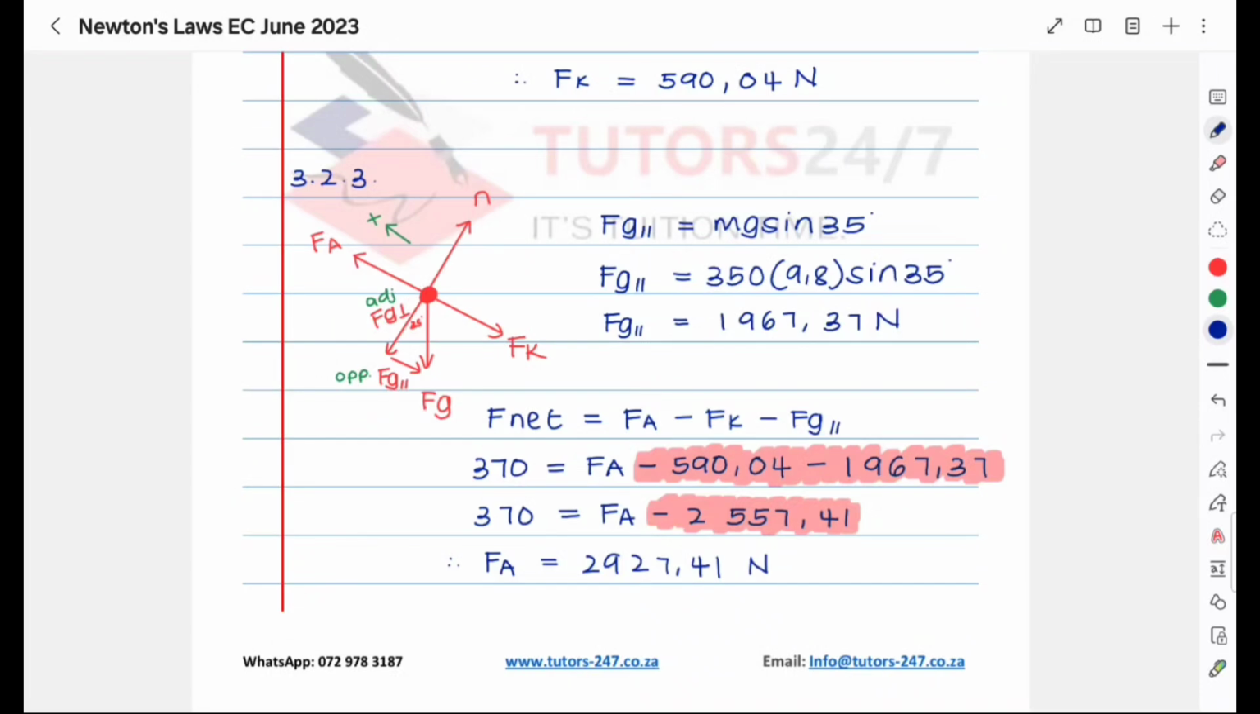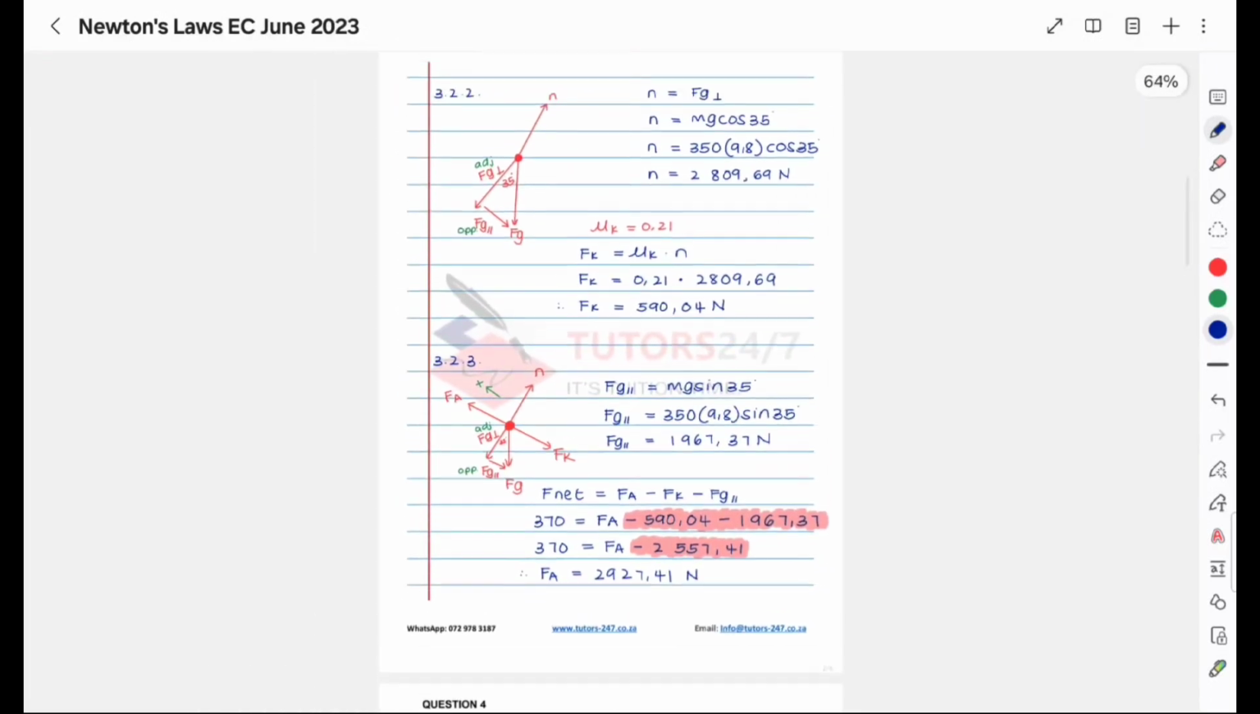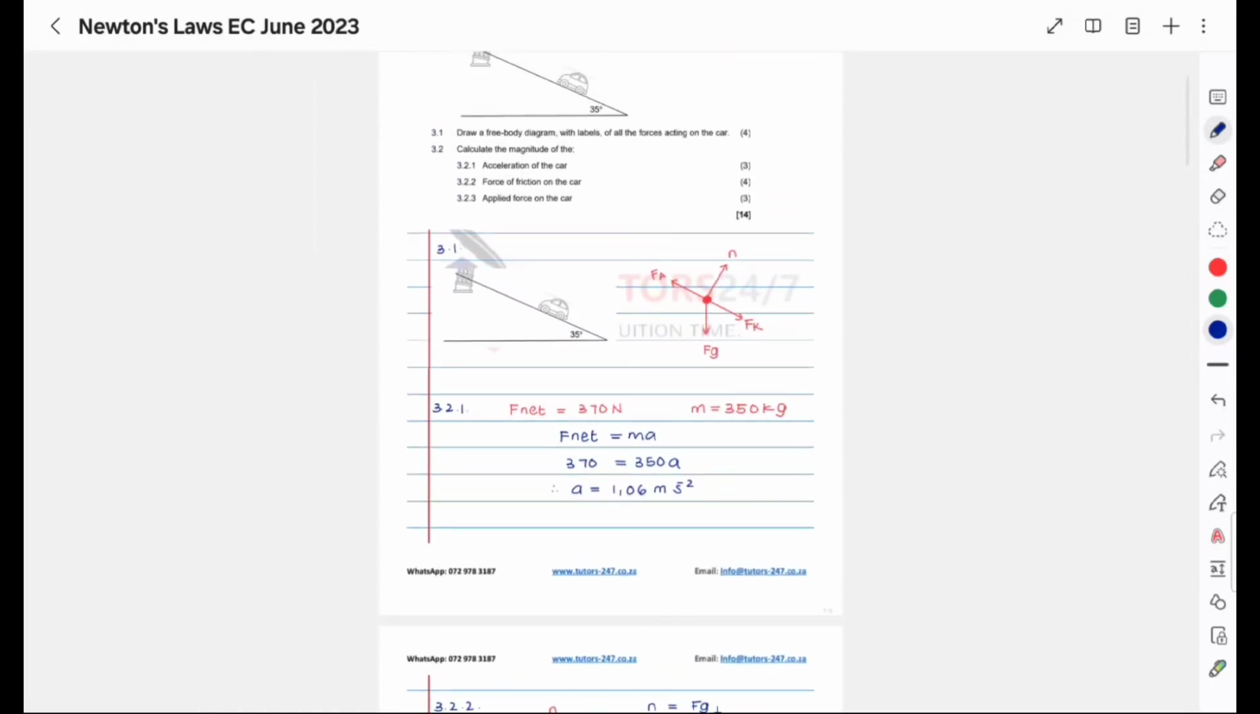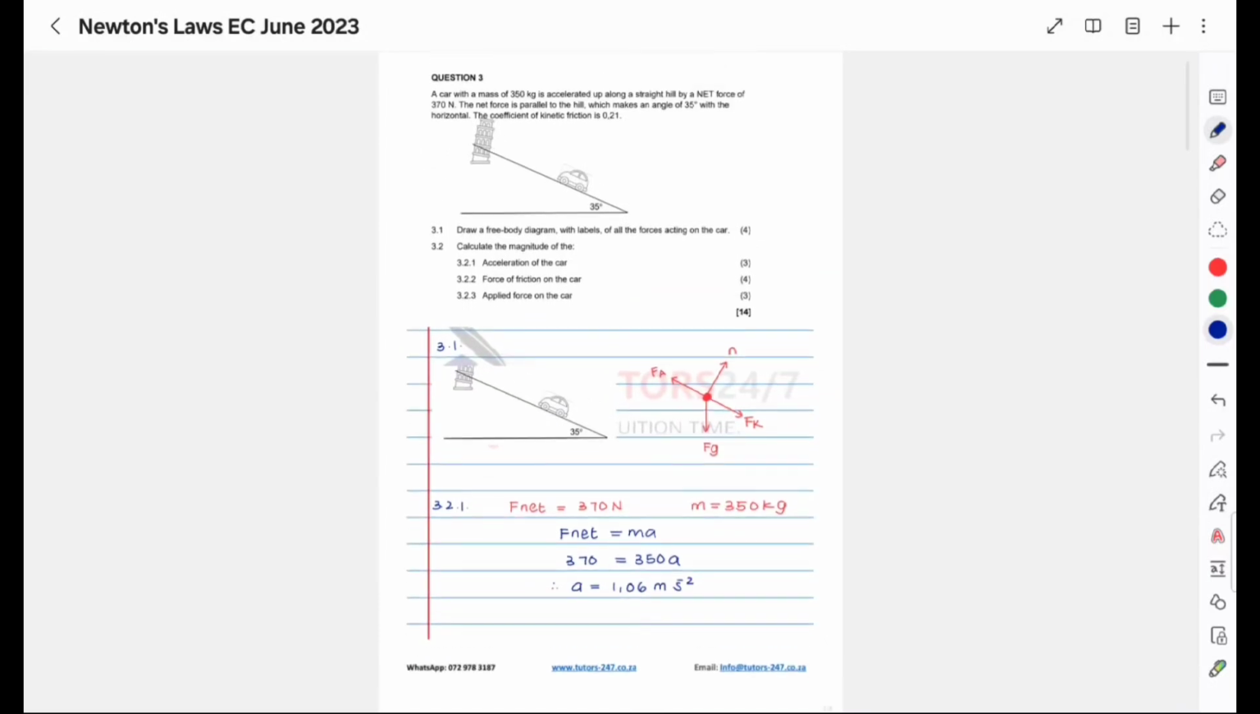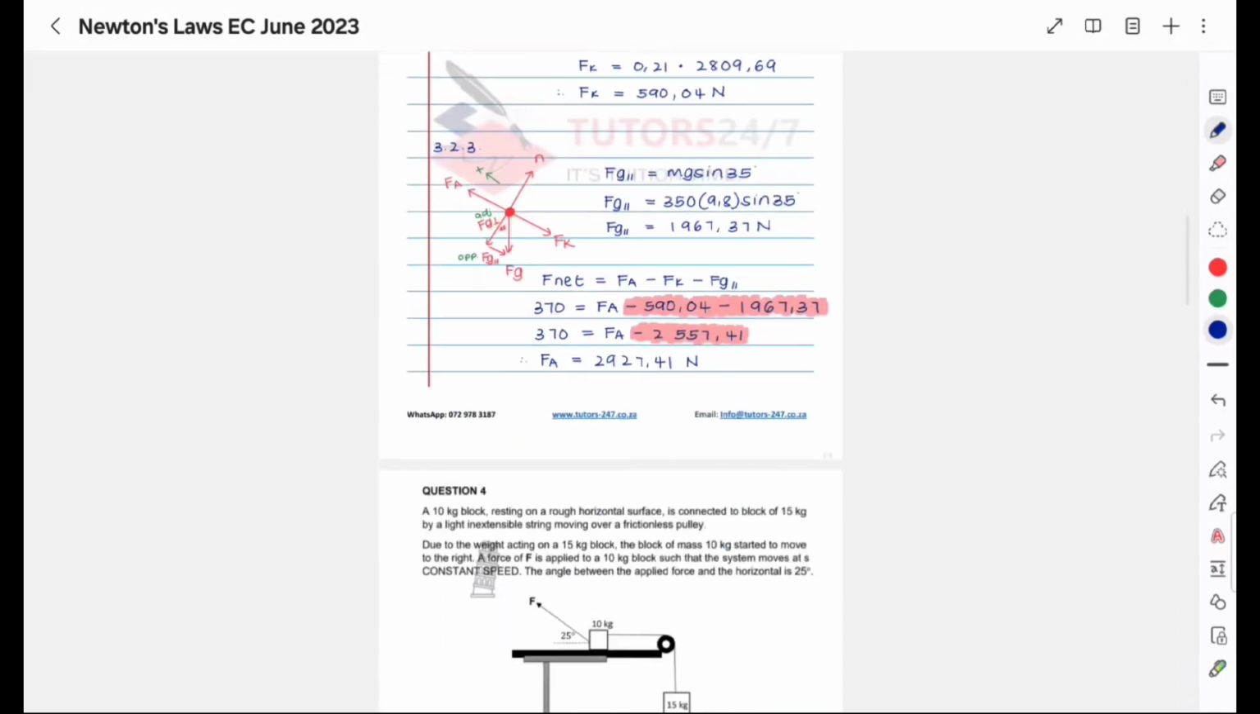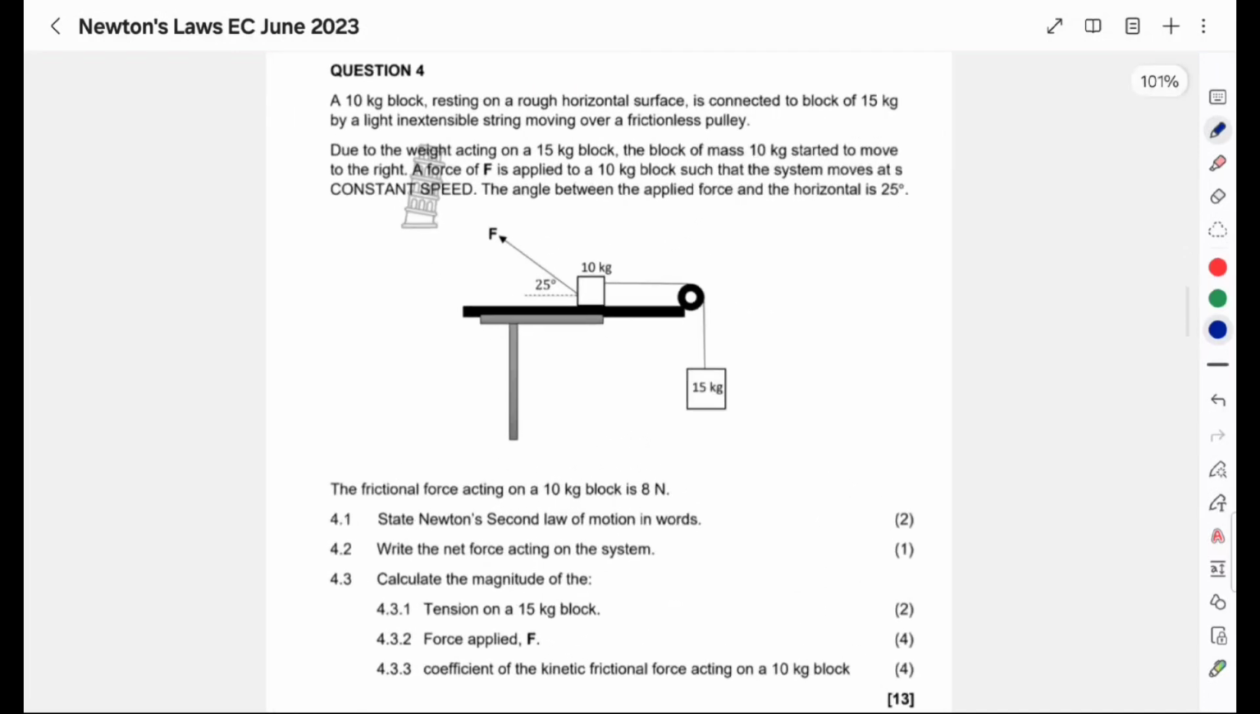An alternative approach would have been to use F net equals ma, and in place of F net, we substitute applied force, kinetic frictional force, and Fg parallel. In place of ma, we substitute the mass of 350 and the acceleration that we had just calculated in question 3.2.1. So that is it. That is question 3 from this Eastern Cape June 2023 exam paper. Now, let us have a look at question 4.